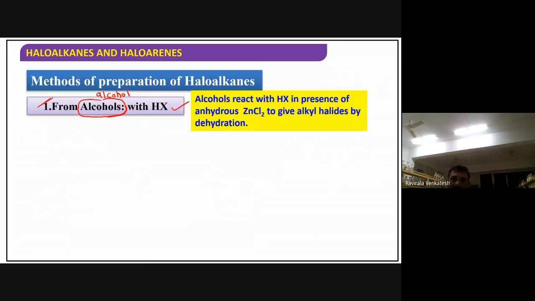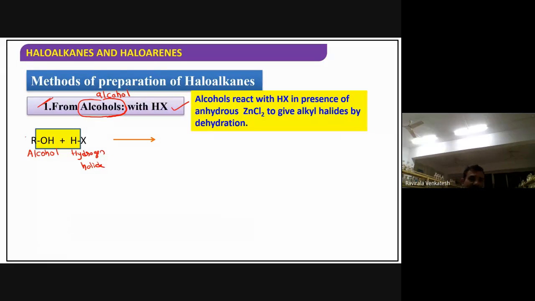Now, alcohols. This is the statement we are writing: alcohols react with HX in the presence of anhydrous zinc chloride to give alkyl halide by a dehydration reaction. So this is the alcohol, and this one is HX. HX means hydrogen halide.